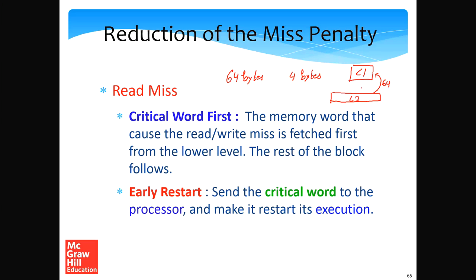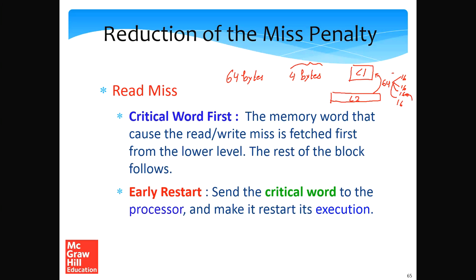I'm sorry, 16 bytes at a time. So it'll take around 4 cycles to transmit. What we can ensure is that the 4 bytes of the memory word that we are interested in are transmitted first, right? So maybe we can divide the 64 byte chunk into smaller 16 byte chunks, and maybe the memory word that we have is present in this 16 byte chunk, so we can transmit this first.